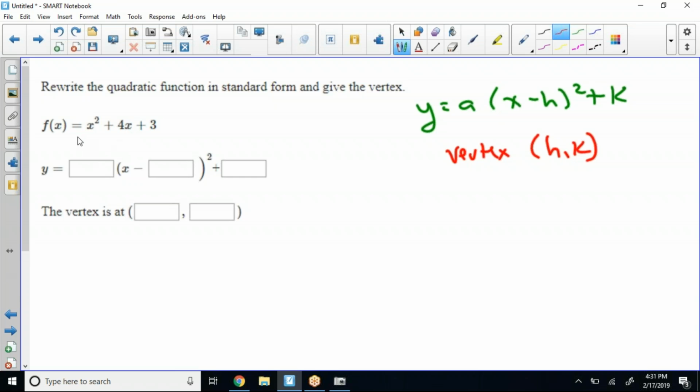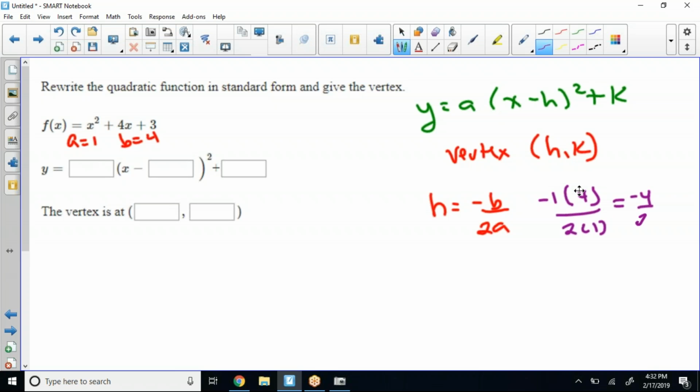All right, so what we've got to do here, A is 1, B is 4. There's a way that you use to find H, and that is to use negative B over 2A. So we'll do negative 1 times 4 over 2 times 1. That's negative 4 over 2, which is negative 2. So that's what's going in here.